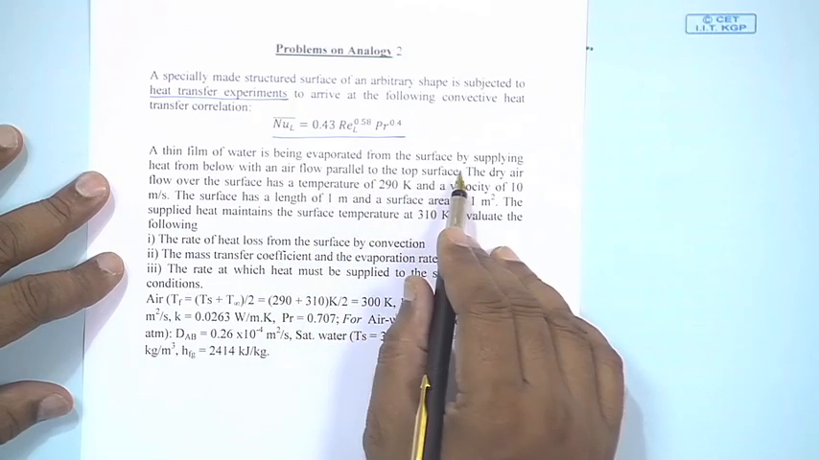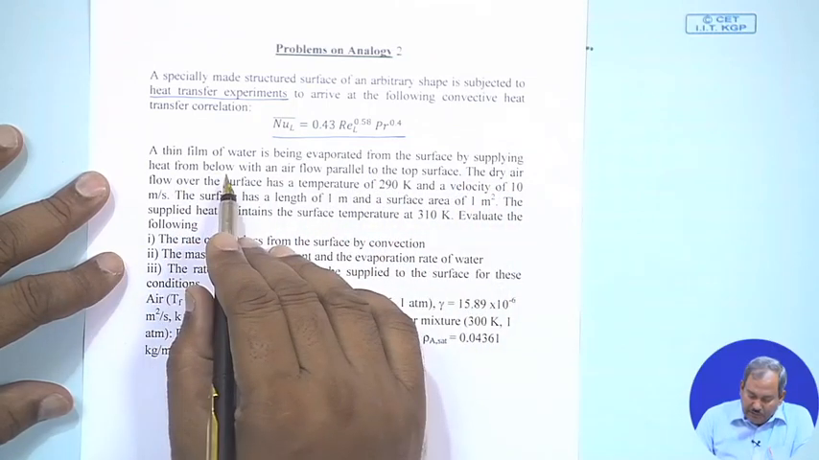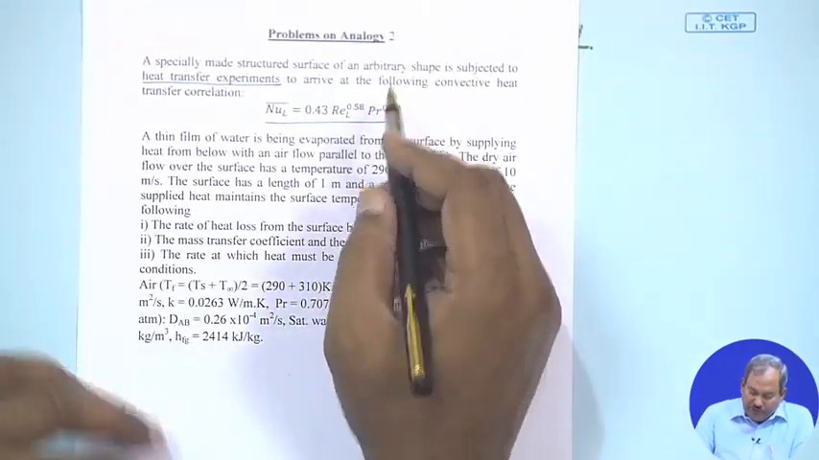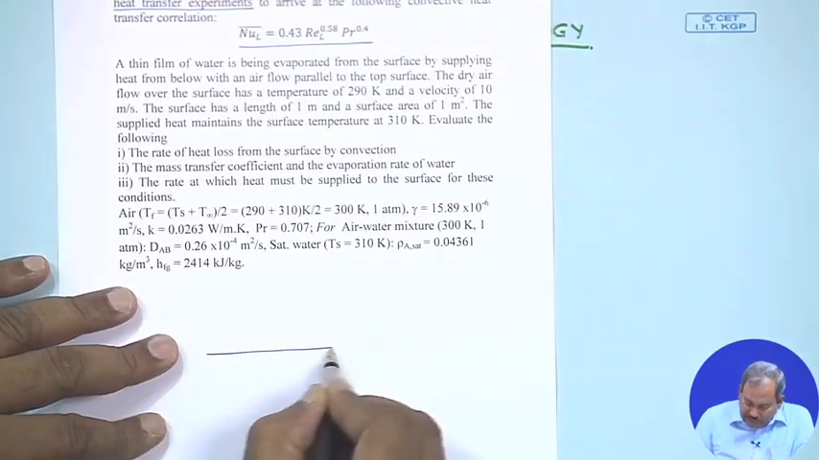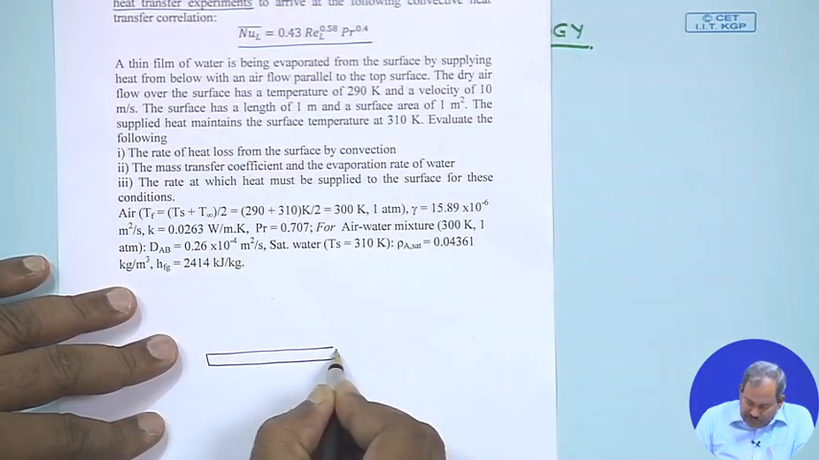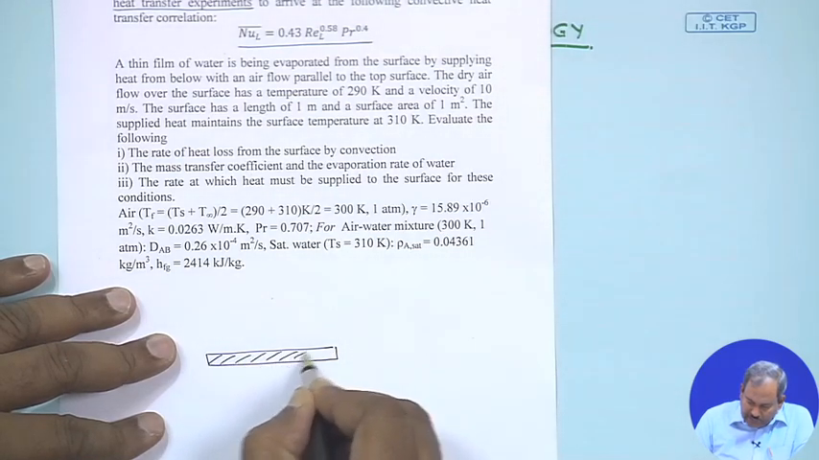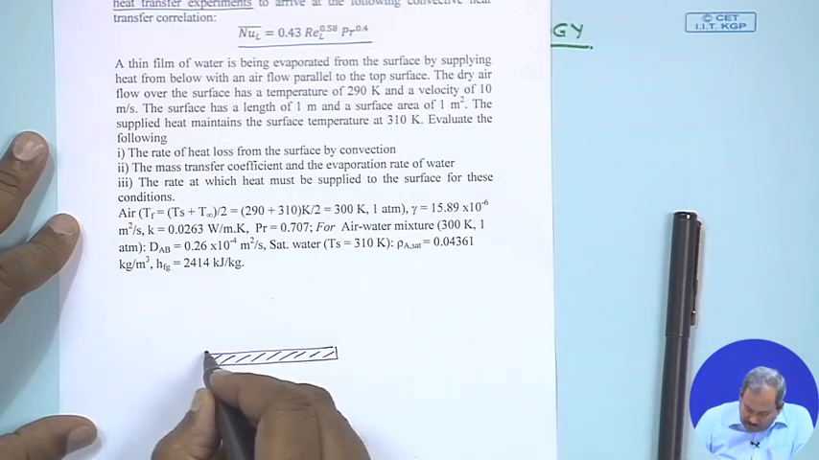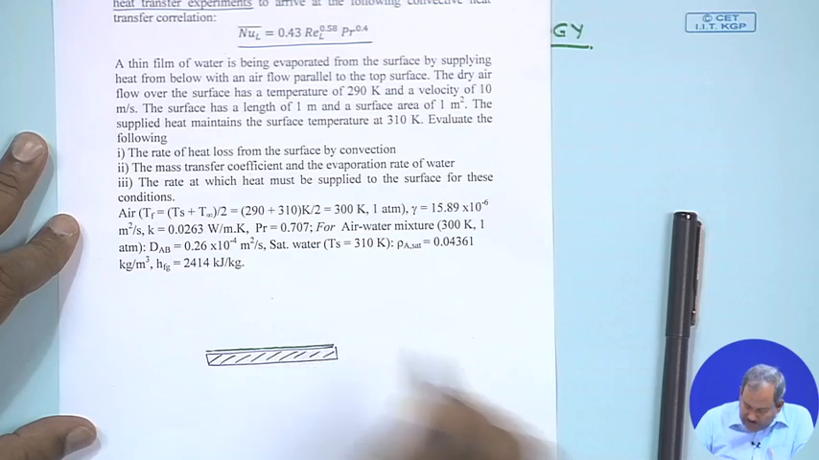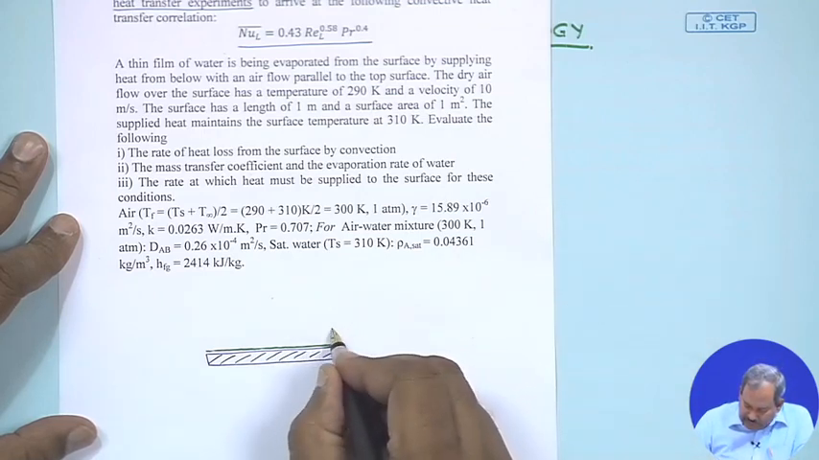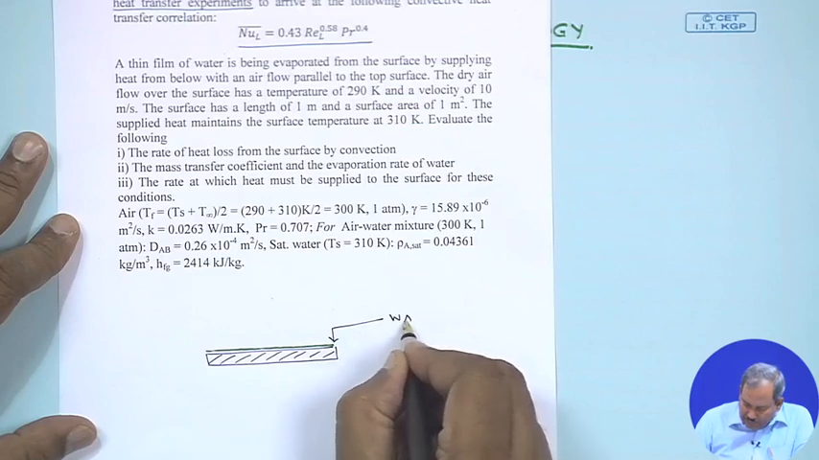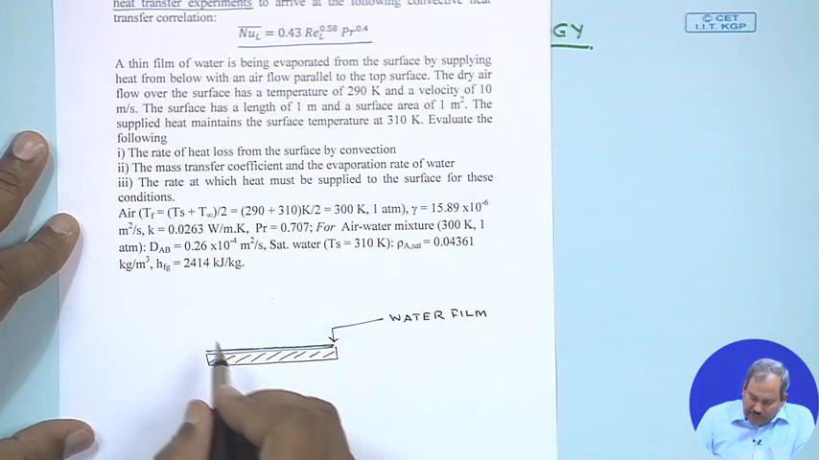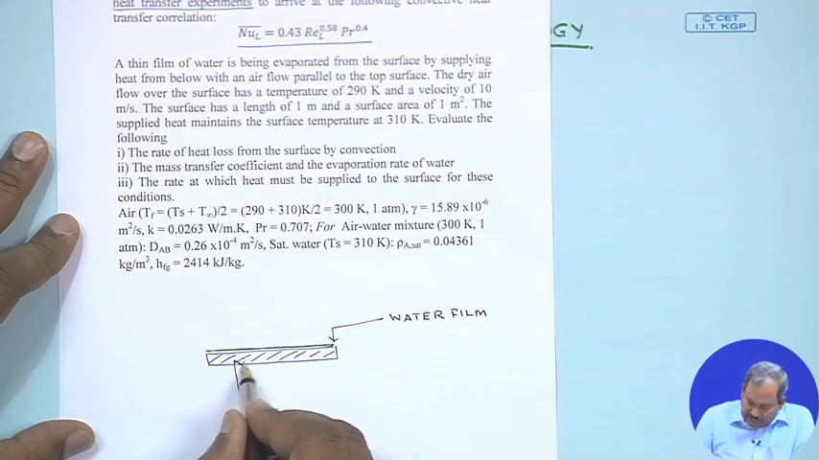In the next part, it says that a thin film of water is being evaporated from the surface by supplying heat from below with an airflow parallel to the top surface. So, with the knowledge of the heat transfer, we have the same surface for which the heat transfer relation is known to us. It contains a very thin film of water. This is the water film, and this is going to be evaporated by heat supplied from below.